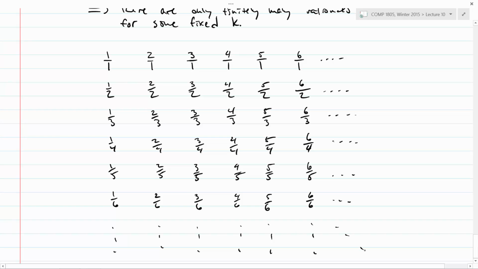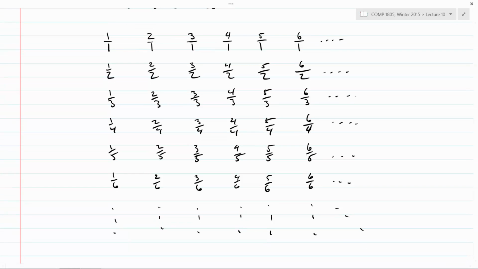So what I'm really doing is making a grid where the top number increases left to right and the bottom number increases top to bottom. This isn't a listing yet because I haven't said which order to visit these numbers in. Does everyone agree that if I extended this grid out to infinity in every direction, every positive rational number would be on there? Everyone agrees with that? Okay.